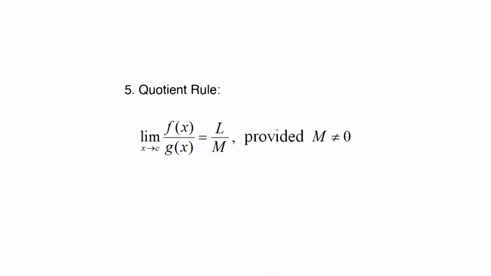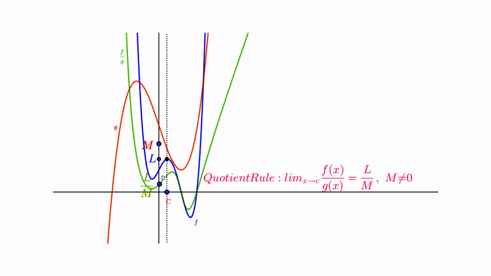Fifth one, quotient rule. Limit of f of x upon g of x as x approaches c is L upon m, provided m is not equal to 0. That is, the limit of the quotient of two functions is the quotient of their limits, provided the limit of the denominator is not 0.